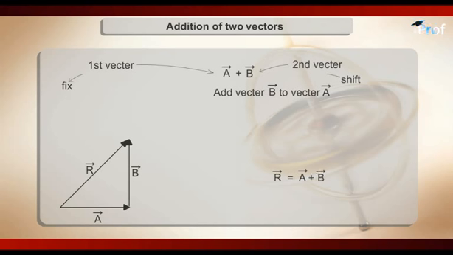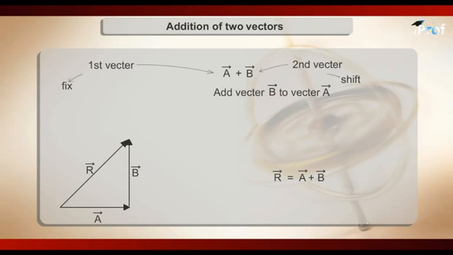So whenever two vectors are to be added, what do you have to do? You simply shift the second vector in such a way that the tail of the second vector comes above the head of the first vector. And what will be the resultant vector? The resultant vector will be the vector of the line joining the tail of the first vector to the head of the second vector.